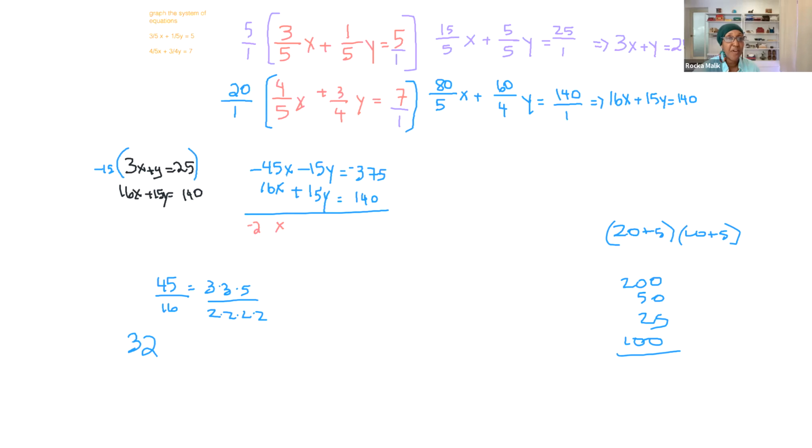This is why we don't do a lot of fraction problems, but there will be one on the test because I think it makes your brain work in a nice way. Okay, so 0 equals minus 375 plus 140, which is negative 235. This is just awful. Why would someone make up this problem?